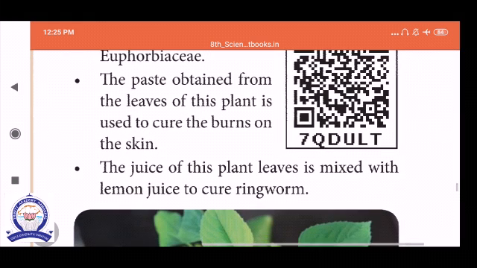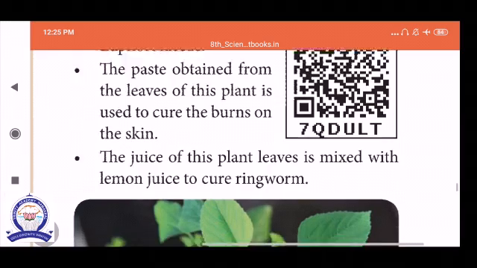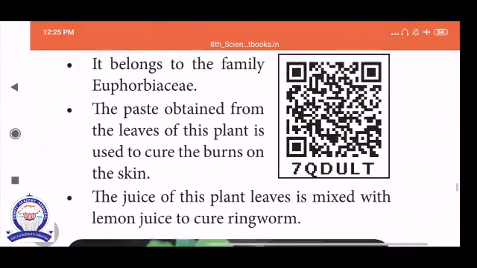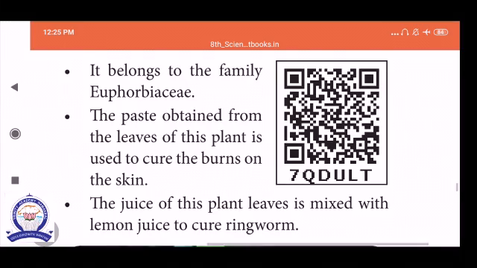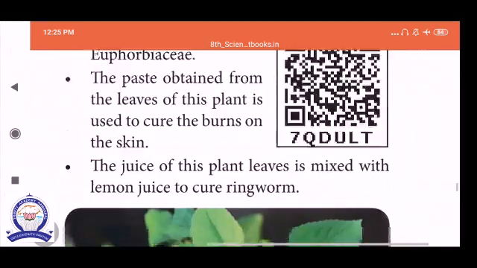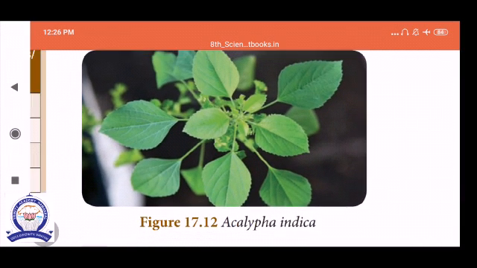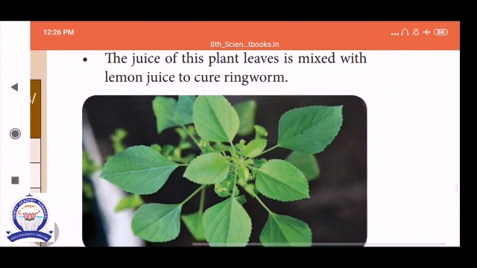Third, the juice of this plant's leaves is mixed with lemon juice to cure ringworm. Apply the juice and you will recover immediately. See the picture, this is Acalypha indica, Kuppai Medi.